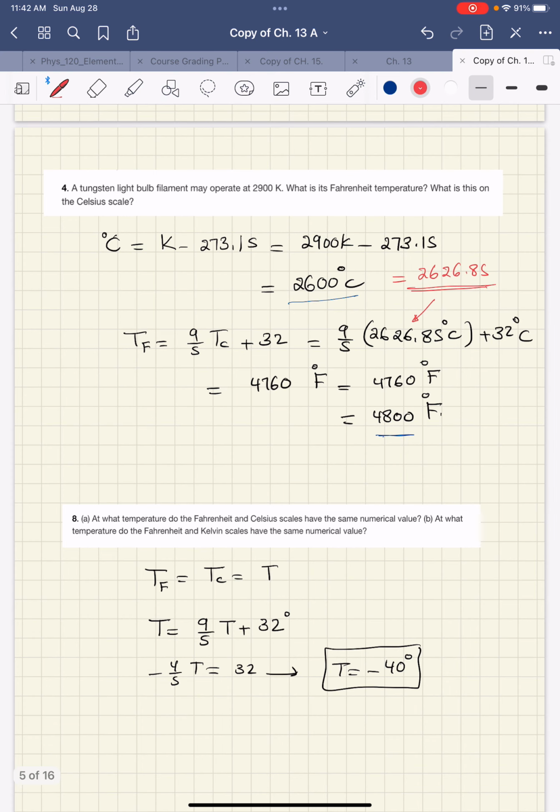The second question: at what temperature do the Fahrenheit and Celsius scales have the same numerical value? B, at what temperature do the Fahrenheit and Kelvin scales have the same numerical value? Here I will solve the first one. TF equals TC equals T, and from that I will say T equals 9 over 5 T plus 32 because I assume they are equal. Then I substitute the same parameter, and when I solve it, it gives me T equals negative 40.